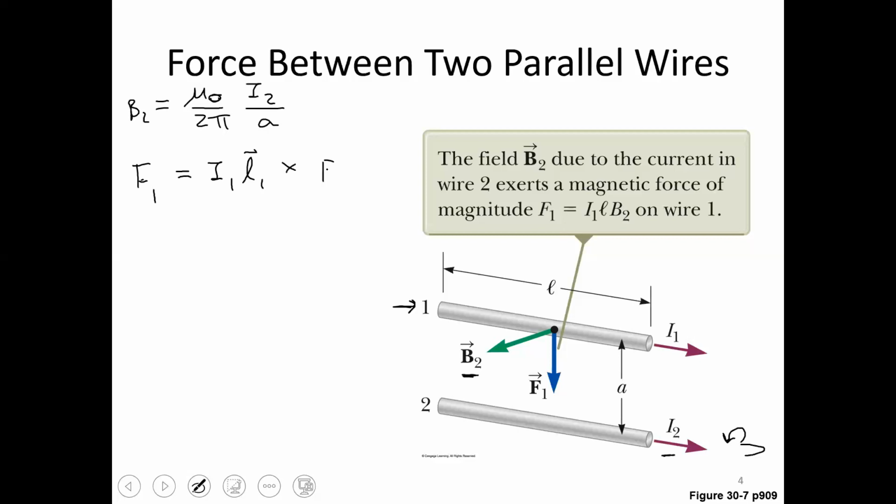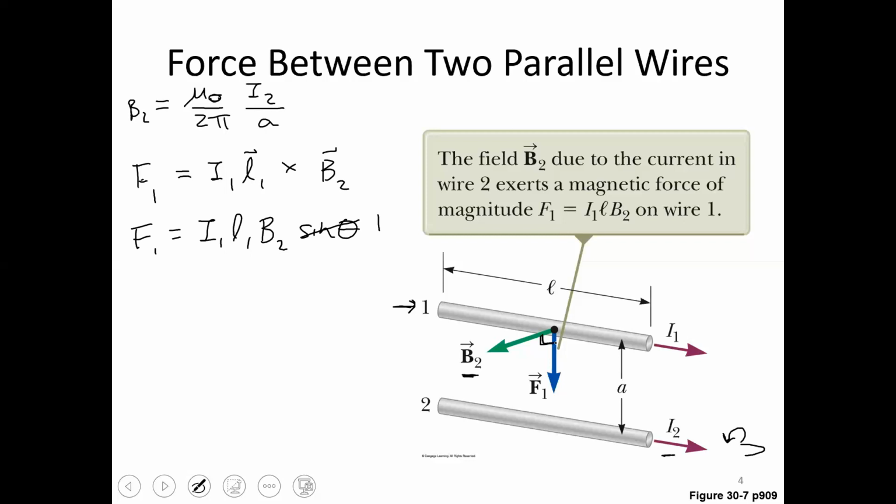And we're going to cross that with the strength of B2. Now we know that a cross product is just going to take these magnitudes and then the sine of the angle between them. Well, because these are parallel wires and because this parallel wire is going to cause a magnetic field that's at a perpendicular direction, this sine just becomes 1, right? It's sine of 90 degrees. This is a right angle right here.